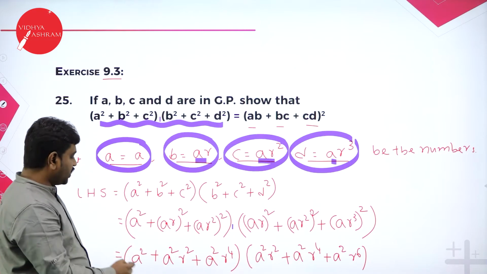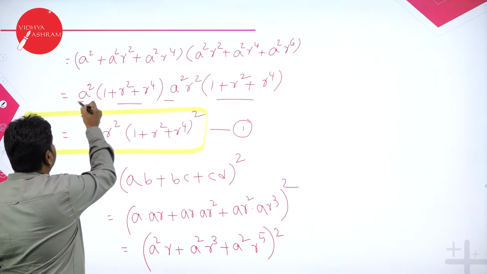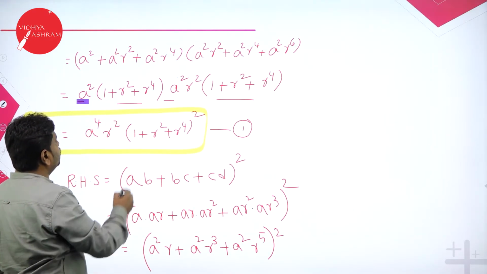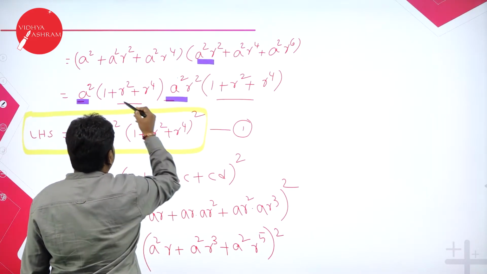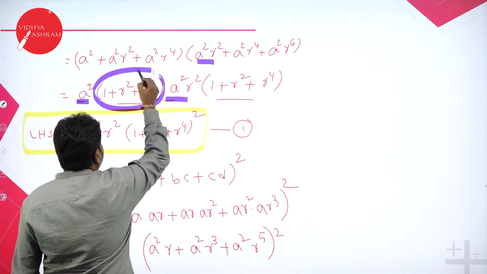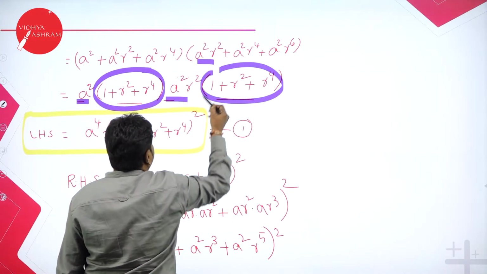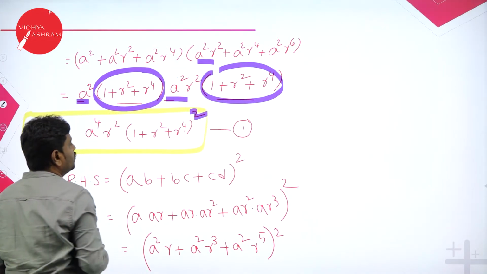Simplify and take common. So here I took A square common. Then here I took A square R, this term common. So you can see these two terms are same, this and this. So when you multiply, it will become a whole square.